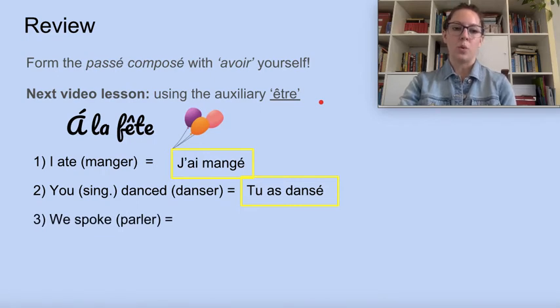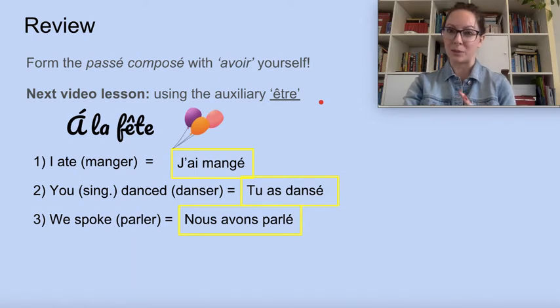Have a go with this one. We spoke, using the action, so spoke is parler. Gather your subject pronoun, match it with its avoir auxiliary, and now add the past participle. Parler is an ER ending, and it's regular. What does that mean? Nous avons parlé. We spoke. 3 parts. Nous avons parlé.